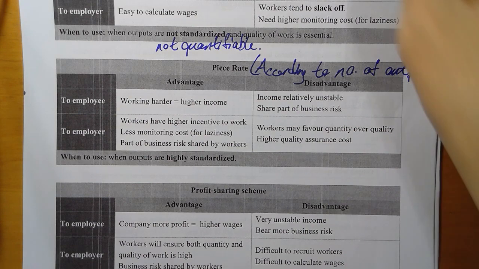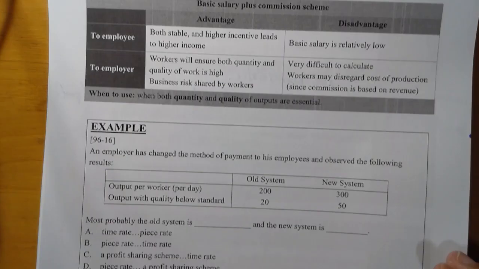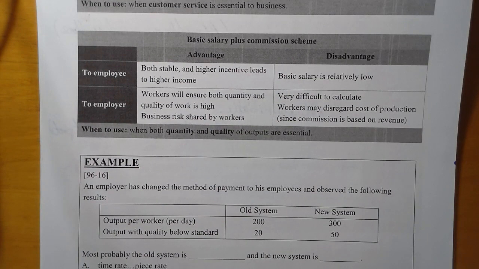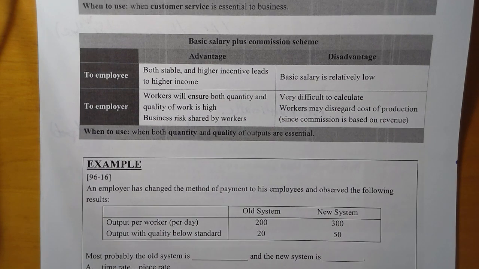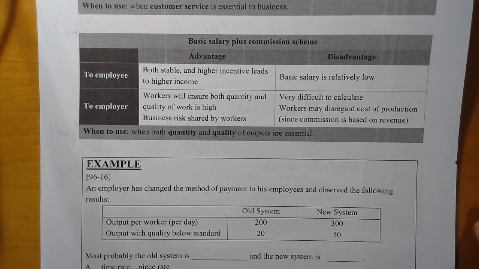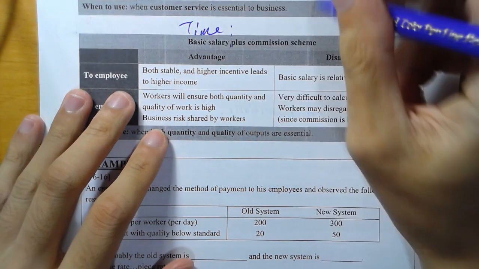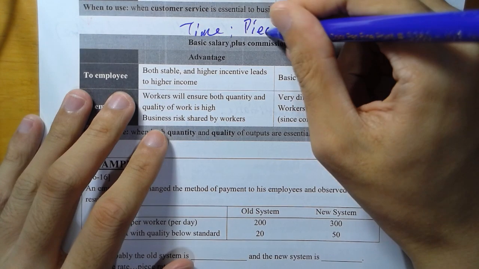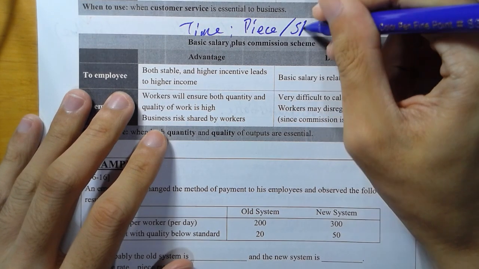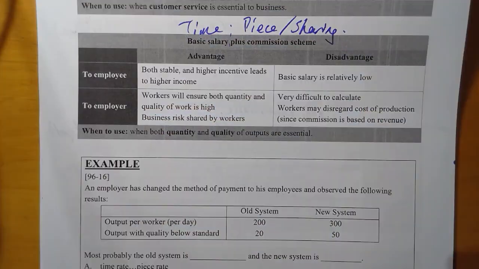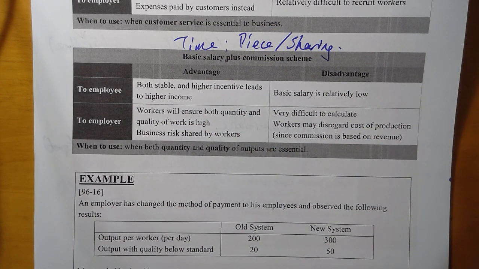Now, time rate and piece rate. You may be asking, then can we take the good things of both and combine into one? Actually, yes. Then we have one thing we call basic salary plus commission scheme. Basic salary, this is the time rate part. Commission, this is the piece rate part or the profit sharing part. Mostly piece rate. Then a good thing to employee.